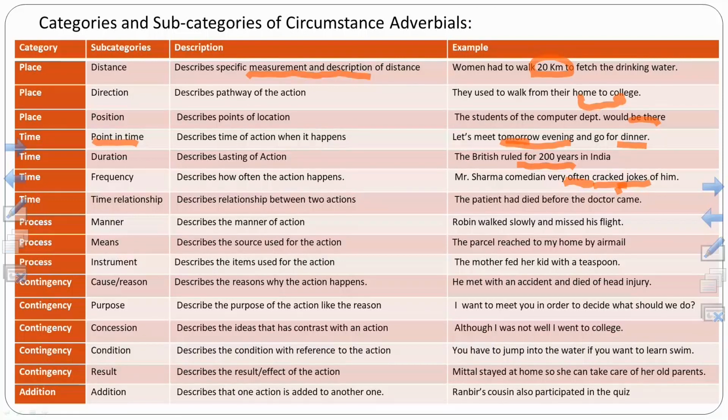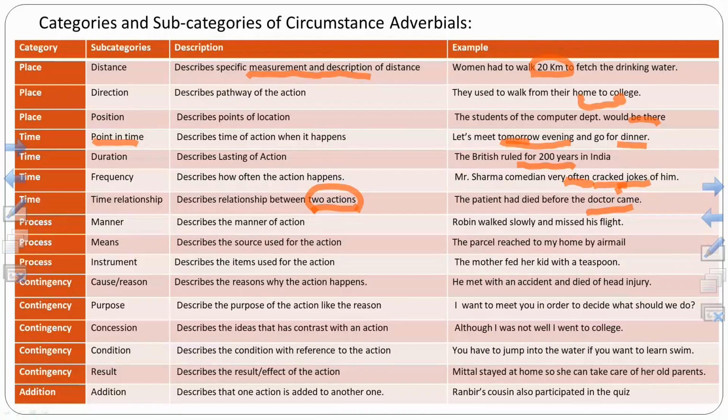Now let's look at the time relationship. It describes the relationship between two actions. Like the patient had died before the doctor came. Means time relationship. Before the doctor came, the patient was already dead. So between two things, there are two actions. On the one hand, there is a patient who's already dead, and on the other, there is a doctor who's coming to see the patient. But in both the actions, the result is the relationship between them. So what is the relation? It is the relationship between two actions.